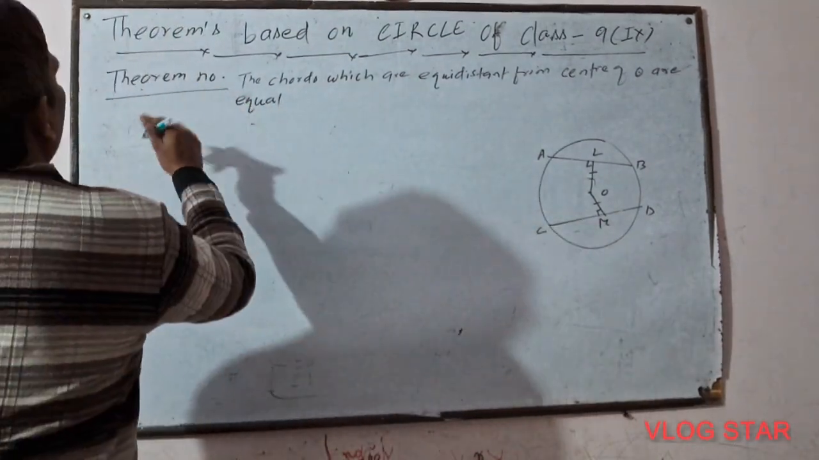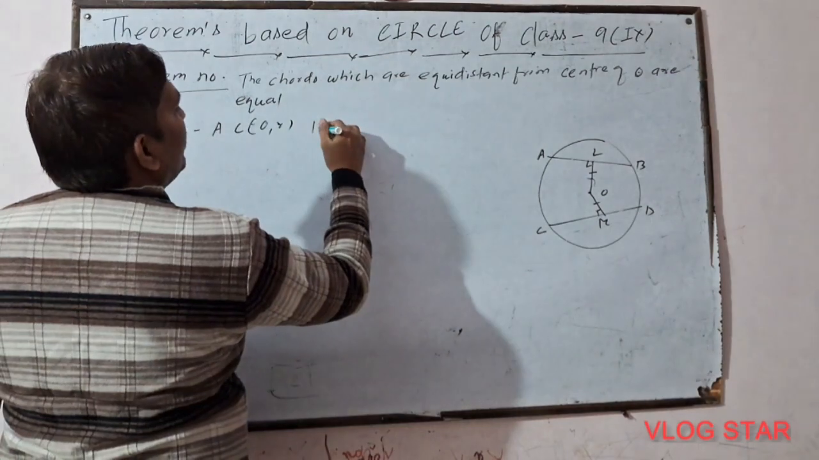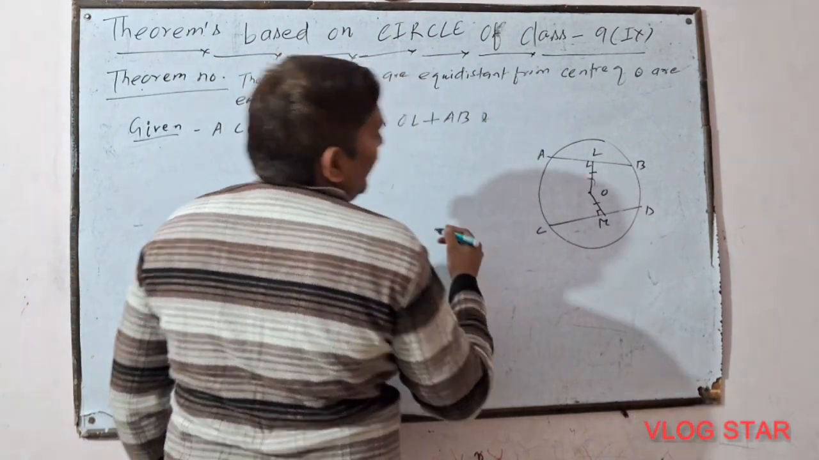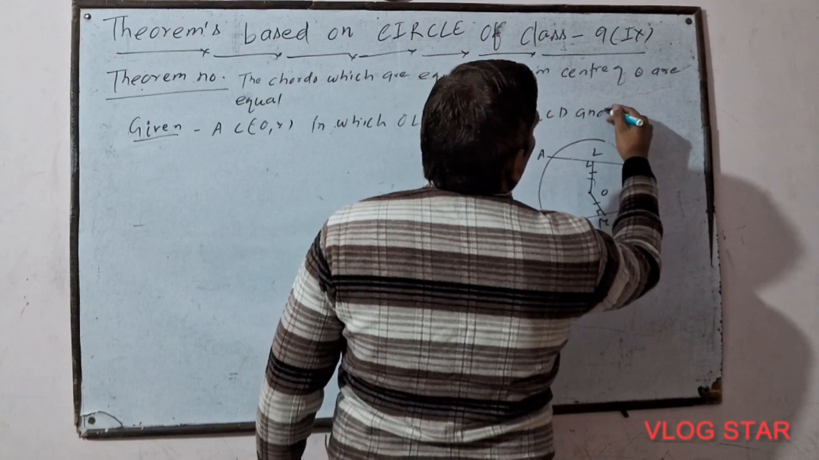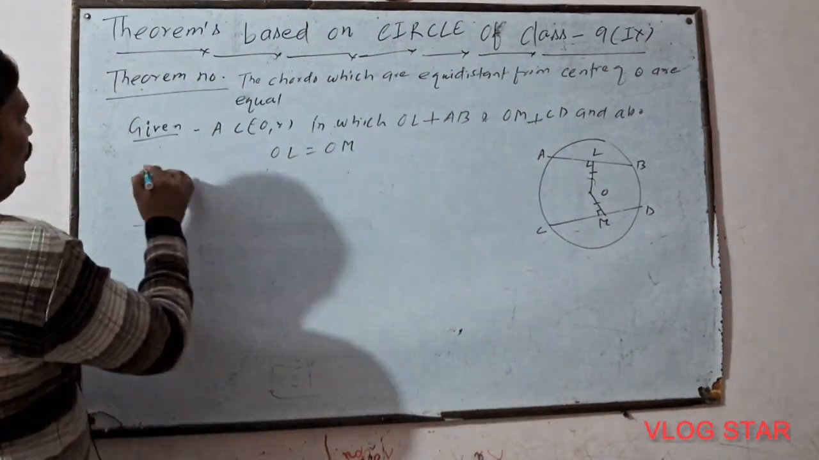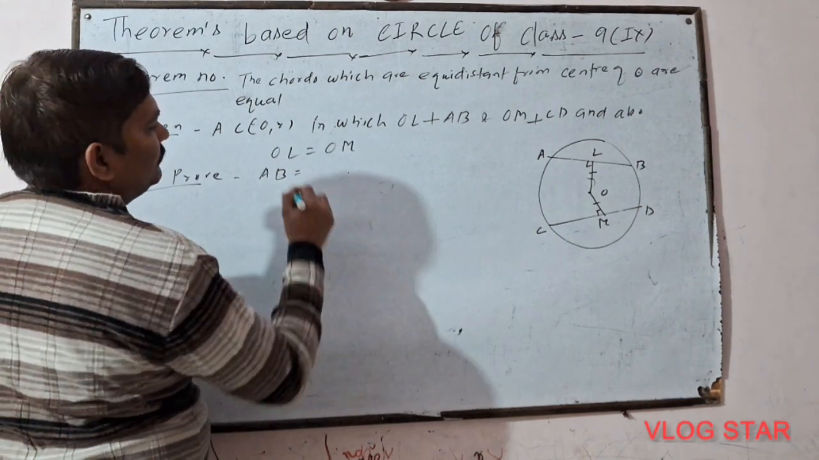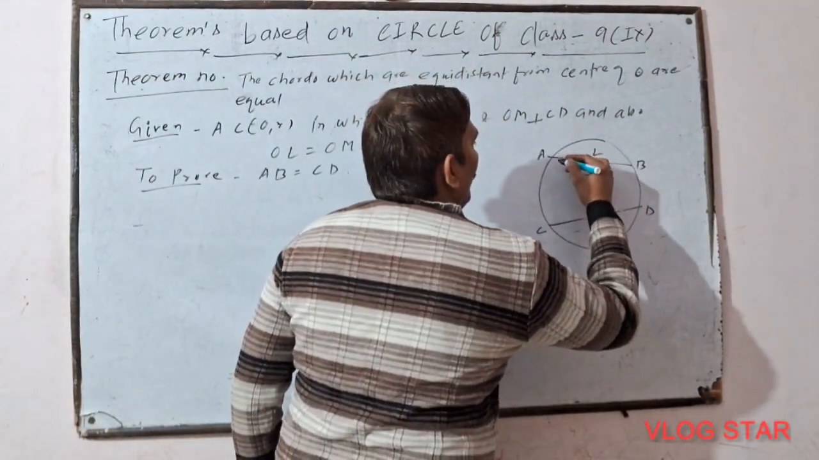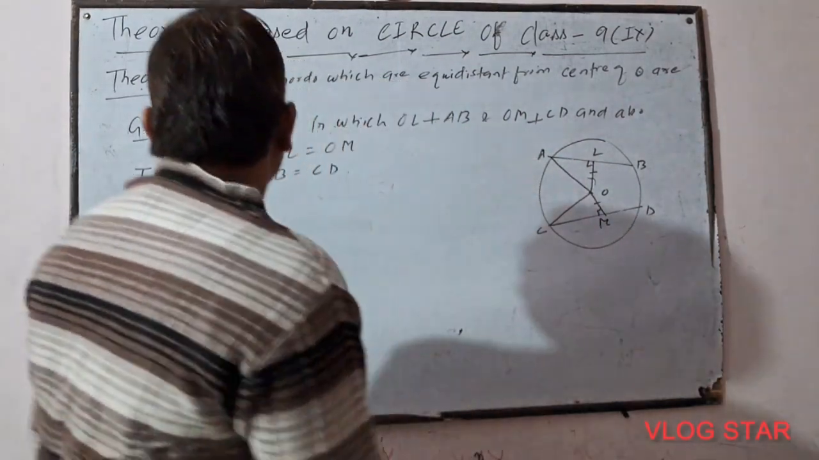See, very easy proof. Given, a circle having center O and radius R in which OL is perpendicular to AB and OM is perpendicular to CD and also OL equals OM. This is given. To prove, what to prove? Chord AB equals CD. We have to prove that both chords are equal. See, very easy. First we will join OA, then we will join OC. Okay. Now just see the proof.